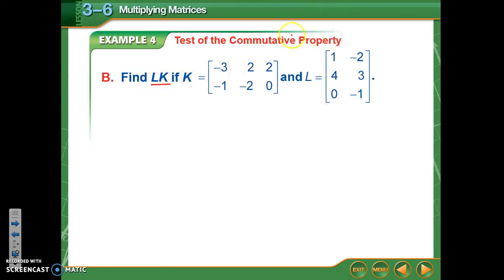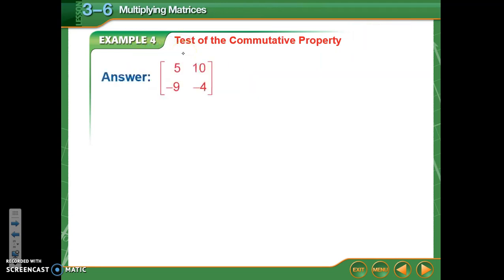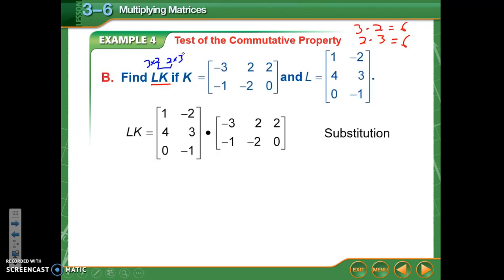So what we're going to do next is try the other direction, L times K, because remember the commutative property for real numbers says that 3 times 2 will give you 6, and if I change the order and do 2 times 3, I'm still going to get 6. So we're going to see if this works for matrices. So I'm going to do L times K. L is a 3 by 2 matrix, and K is a 2 by 3. So I'm allowed to multiply these. My result is going to be 3 by 3. You can already tell the result of our last one was 2 by 2. The result of our new one is going to be 3 by 3. So you can already tell they're not going to be equal.